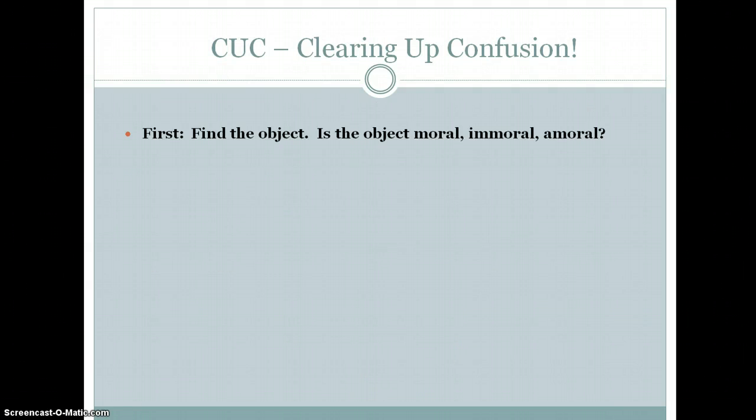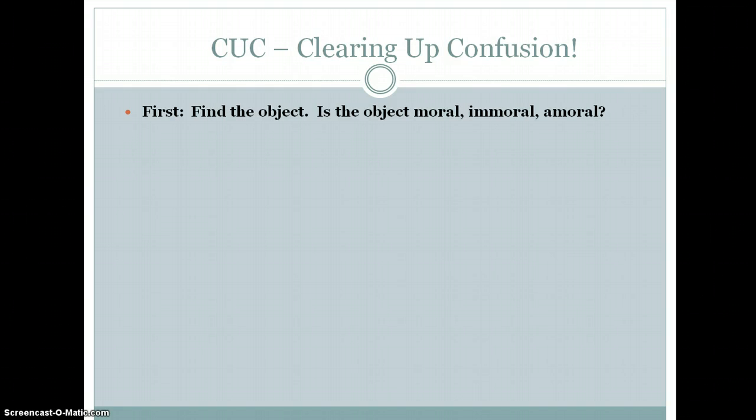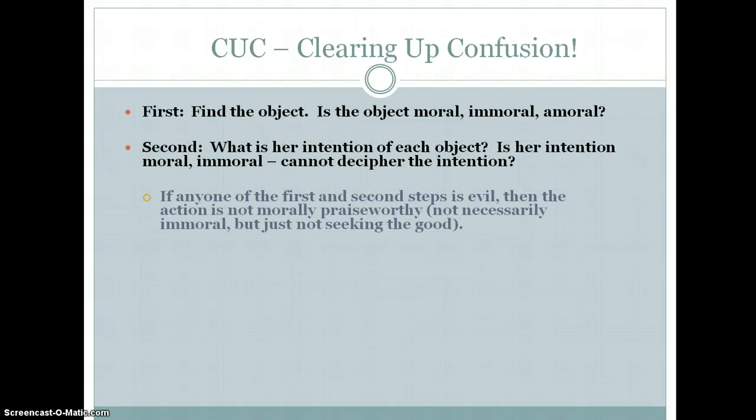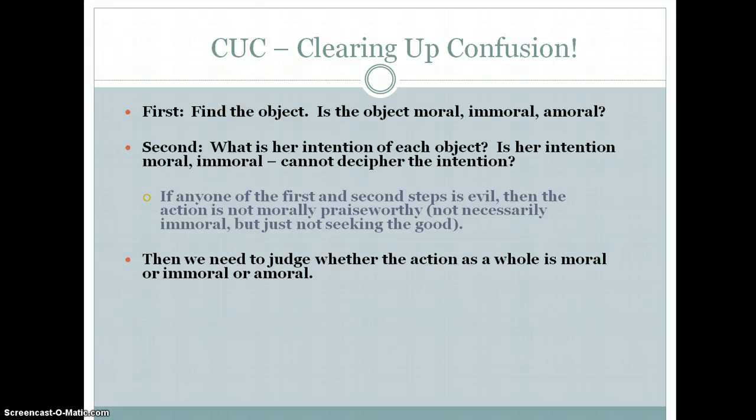So, to review. First, you're going to find the object. Is the object moral, immoral, or amoral? Does it have any moral worth? And right now we're just going to go with the concept of goodness based on what we've talked about. Second, what is her intention of each object? Is her intention moral or immoral? If any one of the first and second steps is evil, then the action is not morally praiseworthy. Then we need to judge whether the action as a whole is moral or immoral.